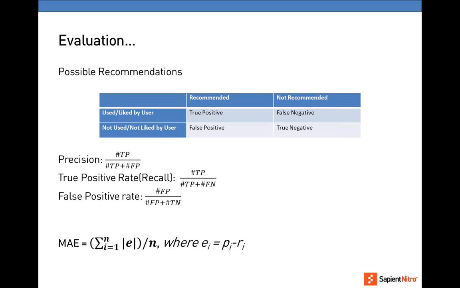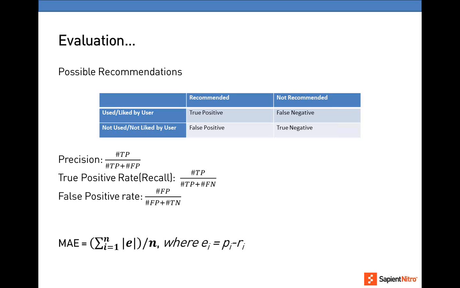Precision is a ratio of true positive over the total recommendations that were made by the system. And the true positive rate is a ratio of true positive over the items that the user wanted. So we should try to keep precision and true positive rate as high as possible. If we are getting the highest from some system, then that system is the best. And the false positive rate is the exact opposite of true positive.